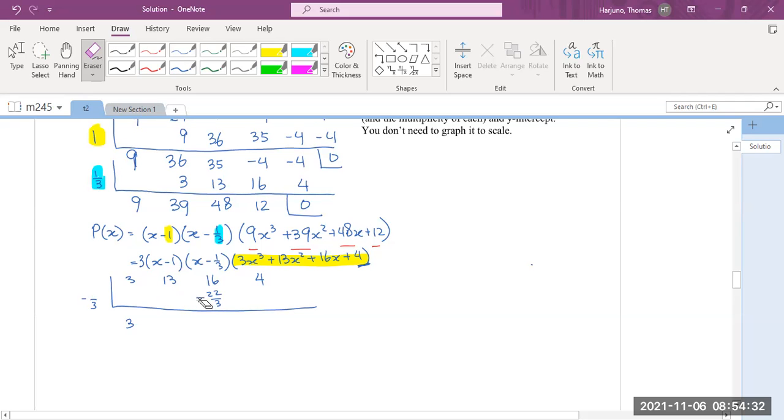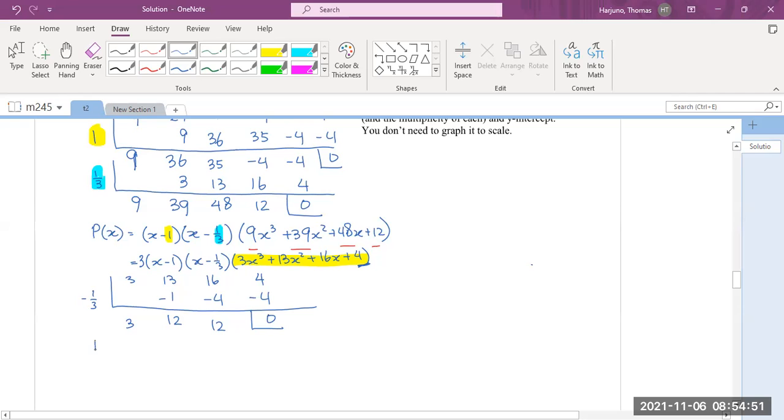Let me try negative 1/3. So this is -1, this is 12, this is -4. Yeah, this is the one I think we'll do. So -1/3 is another 0.